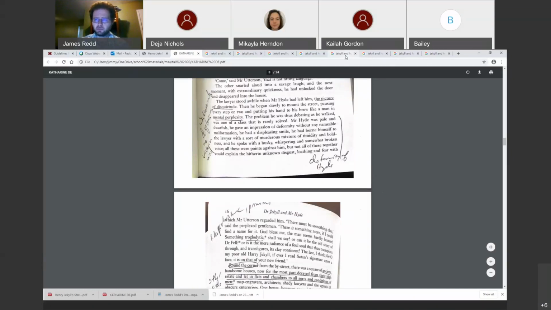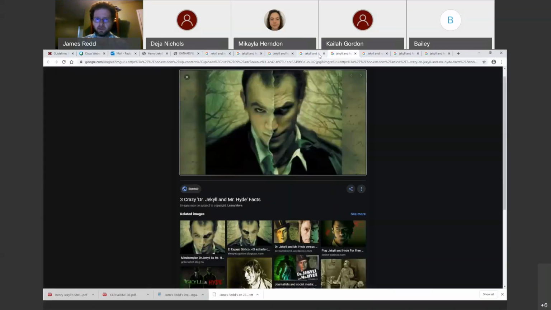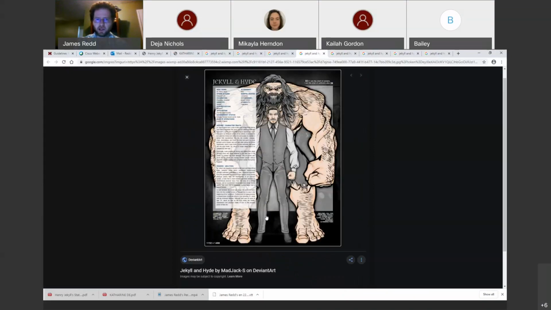I've also got some pictures of Hyde that I've been pulling up of some artist renditions of Hyde. Of course, in our story, Hyde is much smaller than Jekyll, but this particular artist envisioned Hyde as much bigger, almost like a Sasquatch. Of course, Hyde has been represented in so many different ways since this novel was written over 150 years ago.